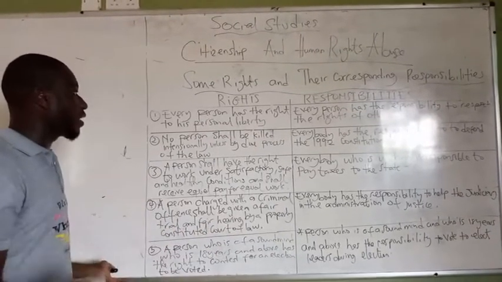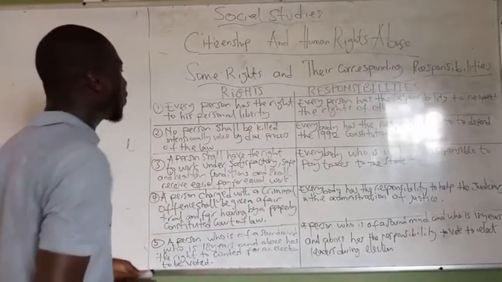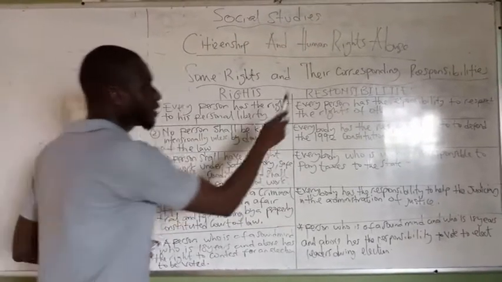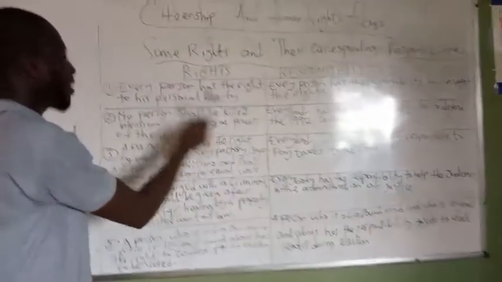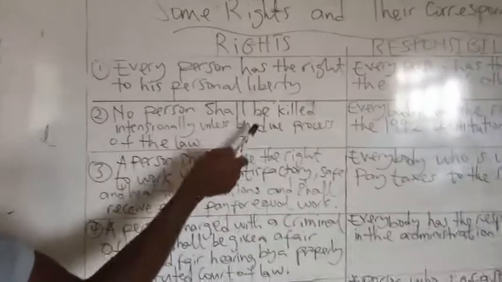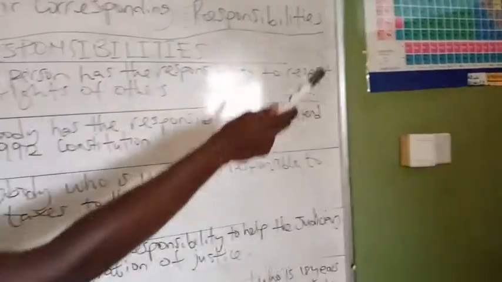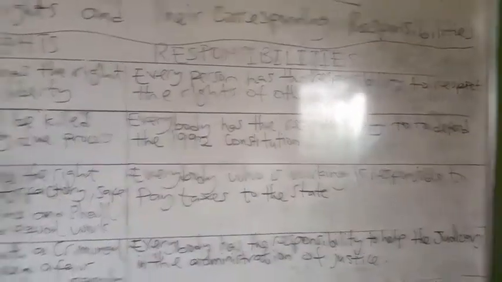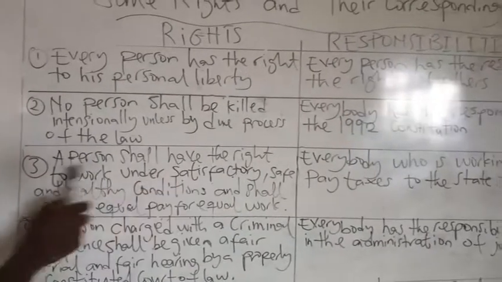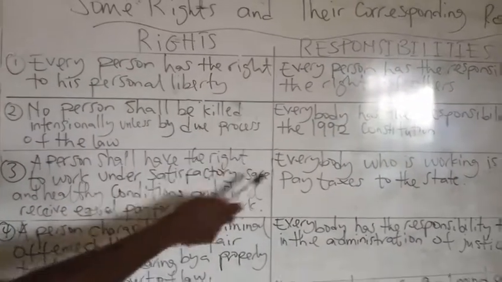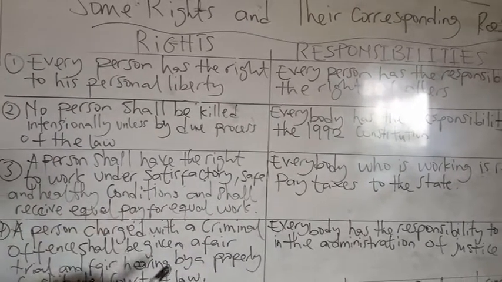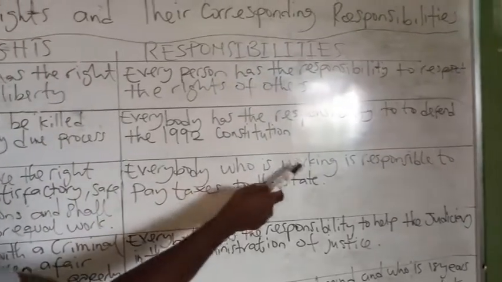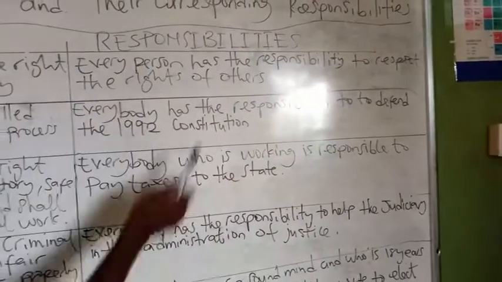I want to go through them again. So right, responsibility. One, every person has the right to his personal liberty. Every person has the responsibility to respect the rights of others. Two, no person shall be killed intentionally unless by due process of the law. Everybody has the responsibility to defend the 1992 Constitution. Three, a person shall have the right to work under satisfactory, safe, and healthy conditions and shall receive equal pay for equal work. That is the other side: everybody who is working is responsible to pay taxes to the state.